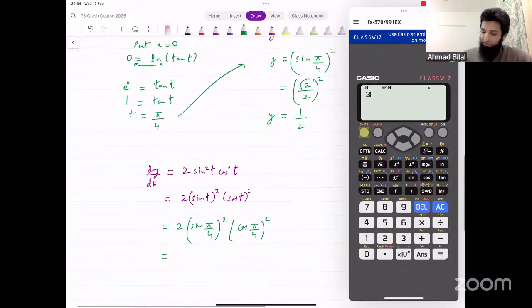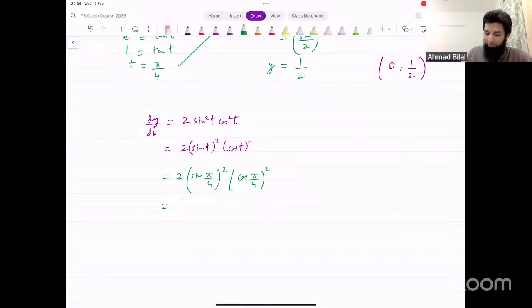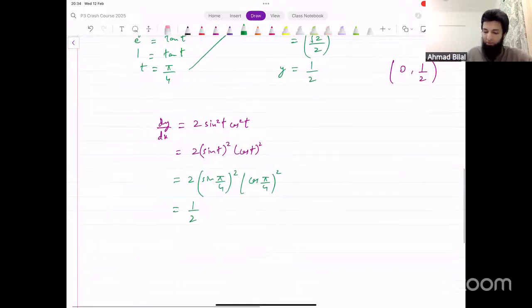Has anyone done this? 2 into sine pi over 4, that's actually root 2 over 2. I'll put that directly here. Root 2 over 2 whole squared. And then the other thing is also root 2 over 2 whole squared, so I can put power 4 there. Okay, so if you do this, you will get 1/2 from this. Put this on a calculator, you should get 1/2. That's what you should get, 1/2.